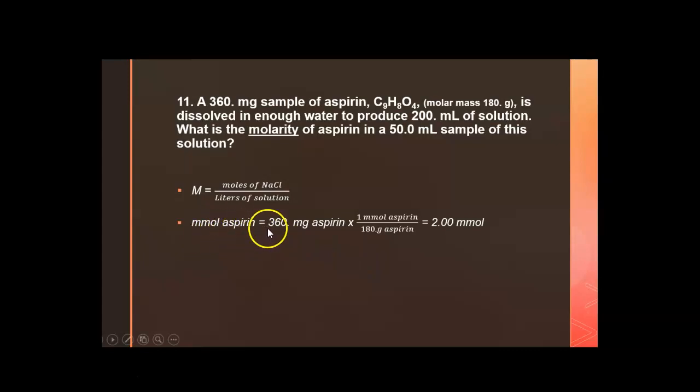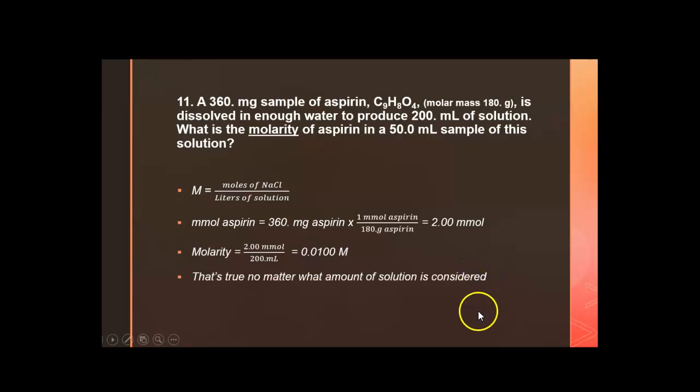So the millimoles of aspirin would be 360 milligrams, and we're going to divide by 180 grams, should be milligrams per millimole, to get 2.00 millimoles, and we then have 2 divided by 200 is 0.01 molar, 3 sig digs. And this is true no matter what amount of solution is considered, the 200 milliliters or the 50 or 5. The molarity is going to be the same because the solution is uniform, homogeneous.